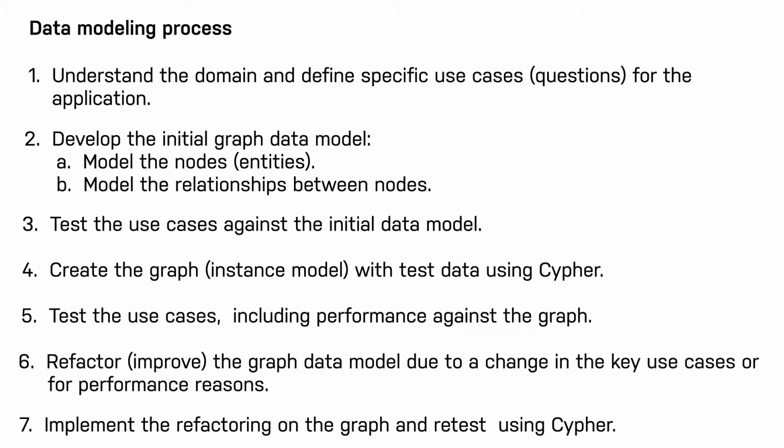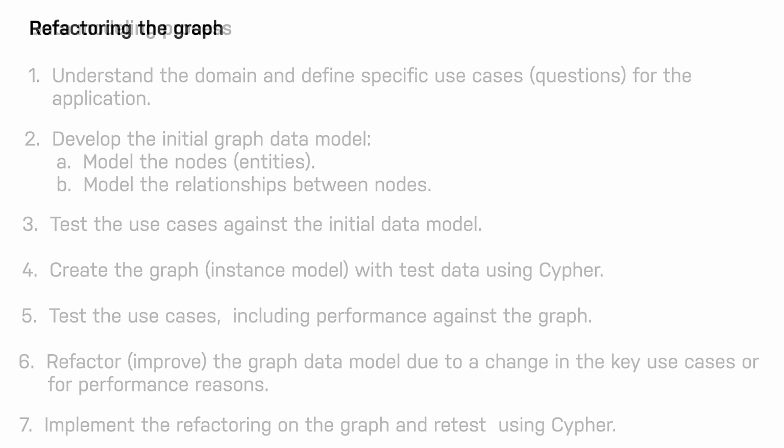Graph data modeling is an iterative process. Your initial graph data model is a starting point, but as you learn more about the use cases or if the use cases change, the initial graph data model will also need to change. In addition, you may find that especially when the graph scales, you will need to modify the graph, that is, refactor it, to achieve the best performance for your key use cases. Refactoring is very common in the development process.